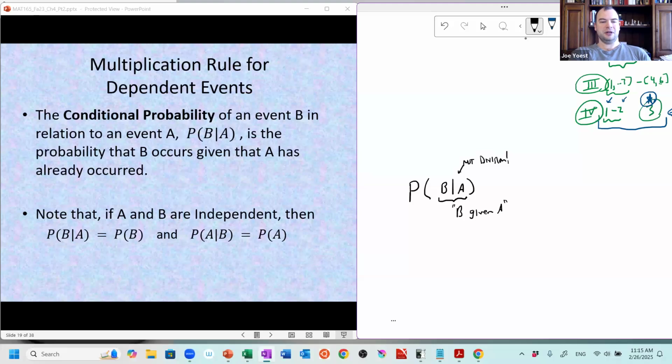Now note that if A and B are independent, then probability of B given A, well, B's probability is not affected in any way by the occurrence or non-occurrence of A. So then probability of B given A is just probability of B if A and B are independent. But if they're dependent, in general, this is going to not be the same thing as probability of B.